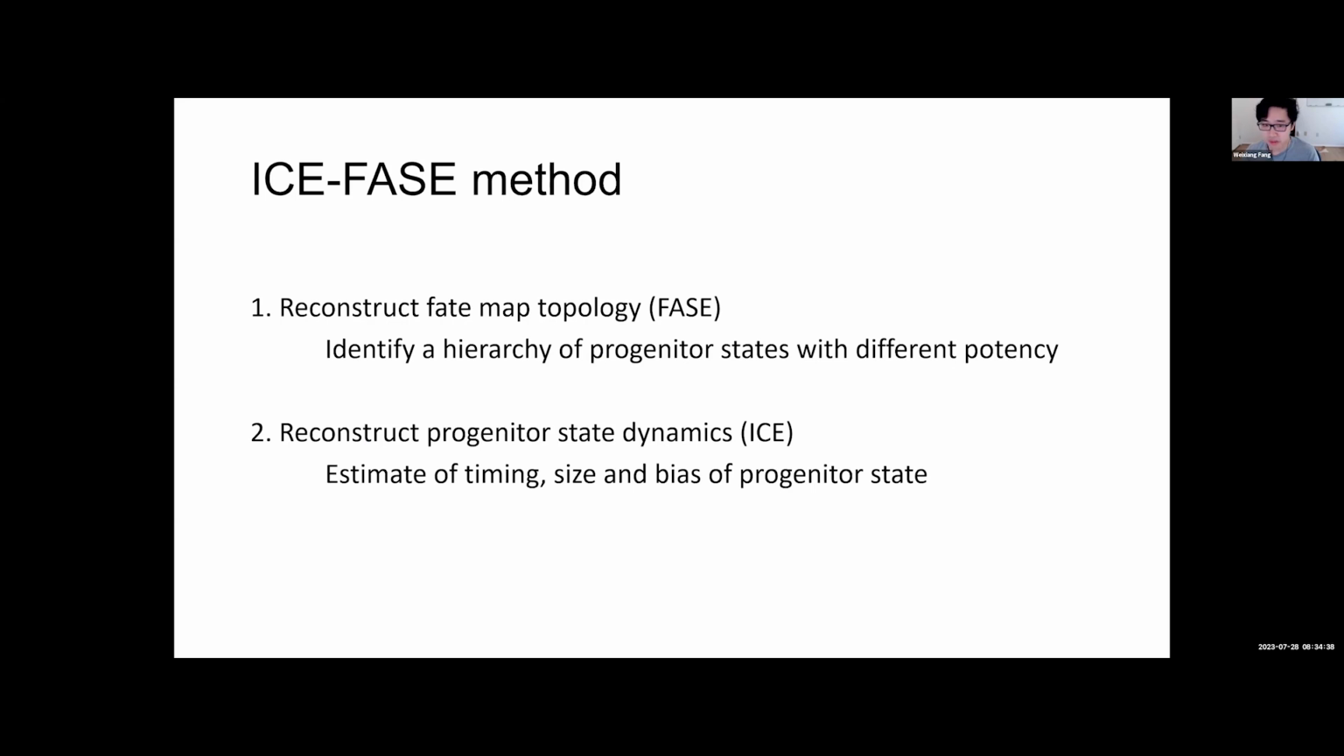So I will briefly give an overview of our algorithm to give you an intuition of how it works. Our algorithm called I-space consists of two steps. The first step is called PHASE, and the second step we call the ICE step. In the PHASE step, we reconstruct what we call the phase map topology, which is a hierarchy of progenitor states with different potency levels that is defined relative to the terminal cell types that were collected. And in the second step, ICE, we reconstruct the time dynamics for each of these individual states that were identified in the previous step. In particular, we estimate the timing, size, and bias of these progenitor states.